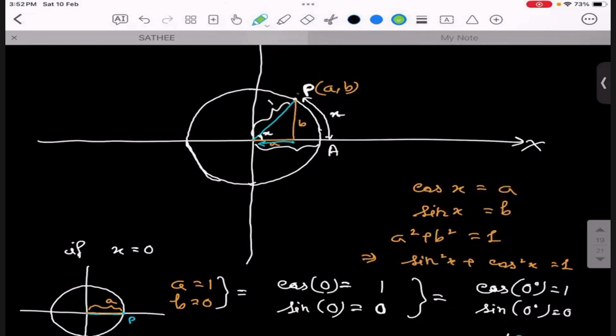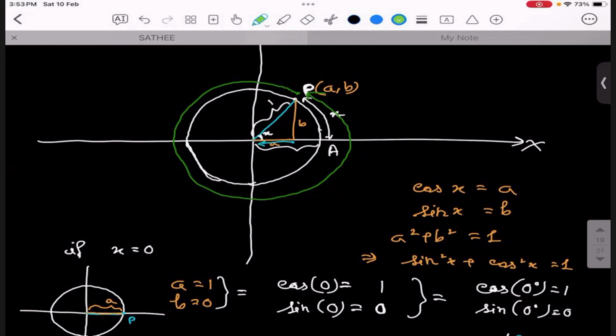So if someone starts from point P, after a 2 pi rotation, it will again come to the point P, right? But in this case, the rotation will not equal x equals 0. It should be x equals 2 pi plus 0, right? Because it has completed one complete revolution, and after that it has completed x radians more. So by this one can say that after the 2 pi value, every value of cos x and sin x will repeat.